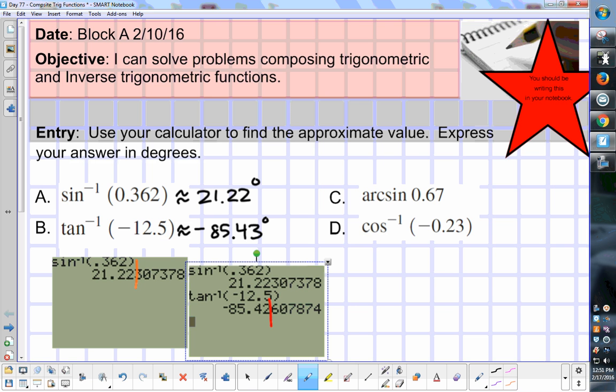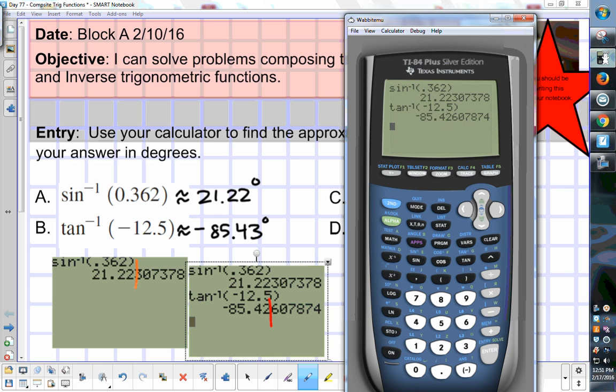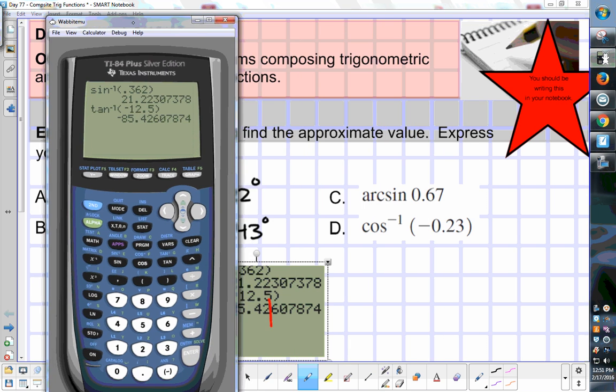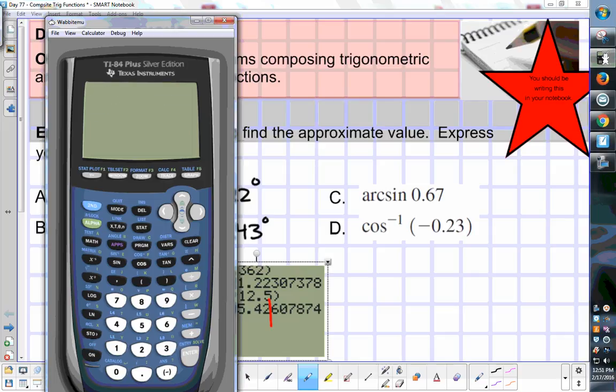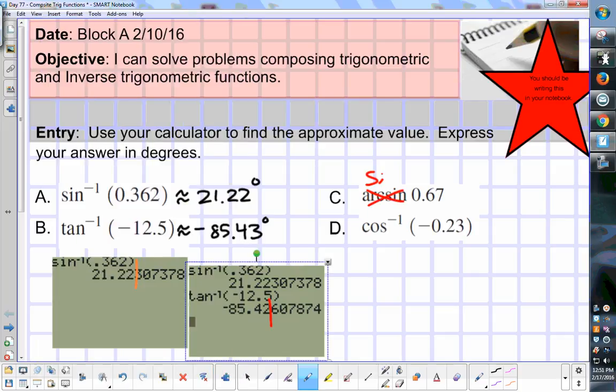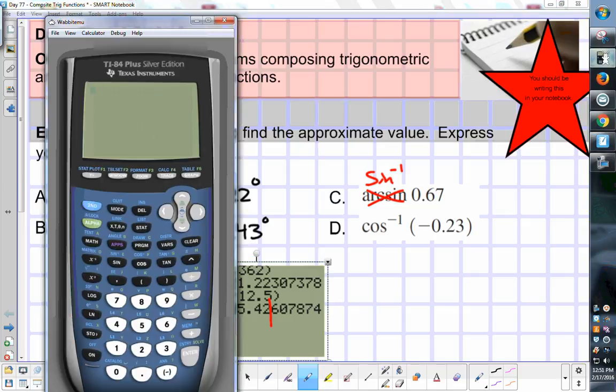And then I do the same thing on the problems over here. I'm going to move my calculator over. I'm going to do them a little bit quicker. So arc sine, remember this is exactly the same as sine inverse. And I would go second sine of 0.67.